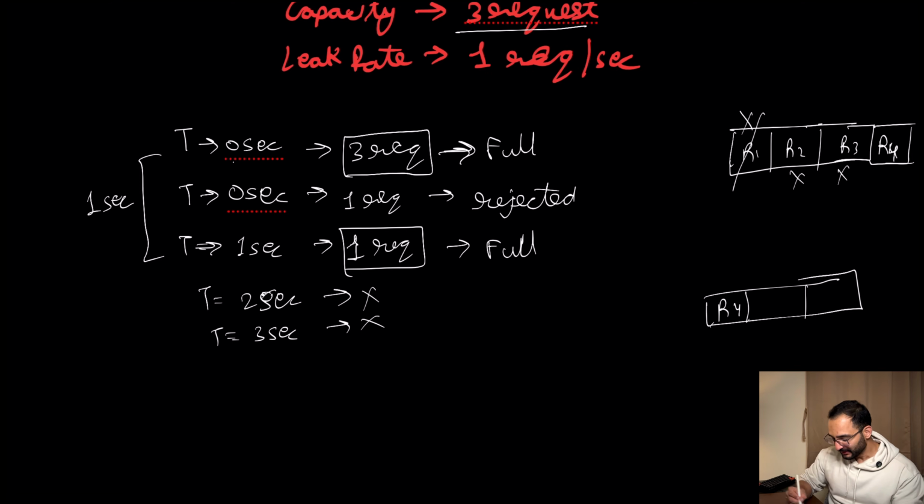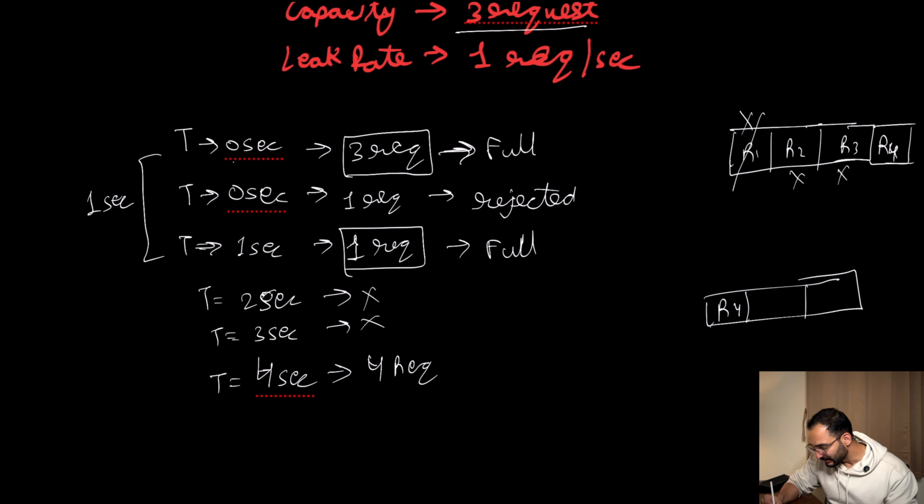Okay, so now let's say at t equal to 4 seconds, we got 4 requests. We have a capacity of accepting only 2 requests. We will accept request 5, we will accept request 6, and request 7 and request 8 will be rejected. So this is the basic principle behind the leaky bucket algorithm.